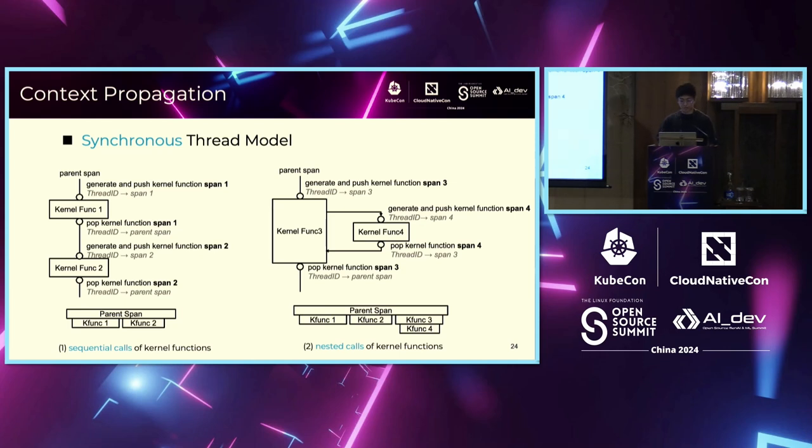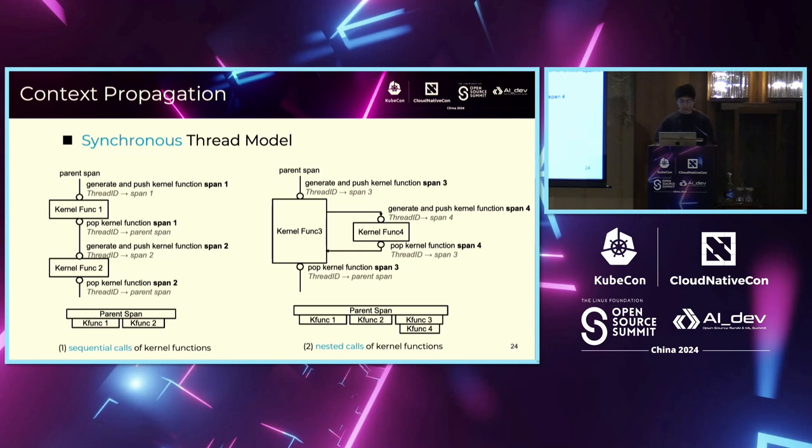When the CPU enters kernel function 1, we create a new span called span 1 based on the current thread context, and we record it. At this point, the thread context shows span 1 instead of the parent span. When the CPU exits kernel function 1, span 1 is removed from the context, and then the context returns to the parent span. The same process applies to kernel function 2. Therefore, kernel function 1 and kernel function 2 are at the same level in the trace, both under the parent span.